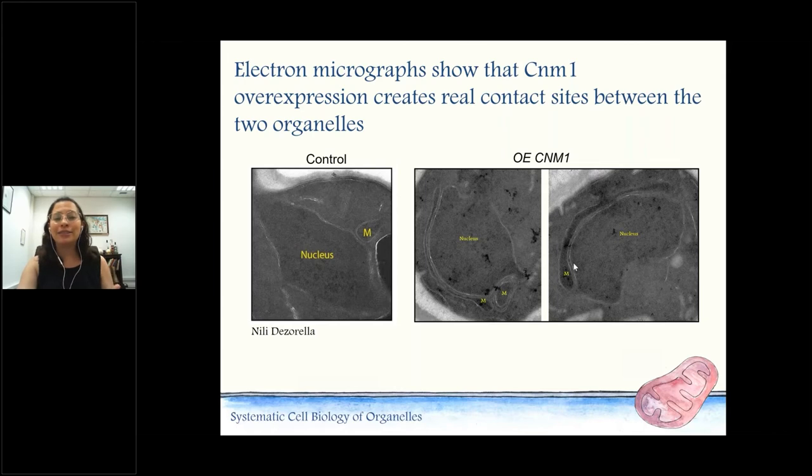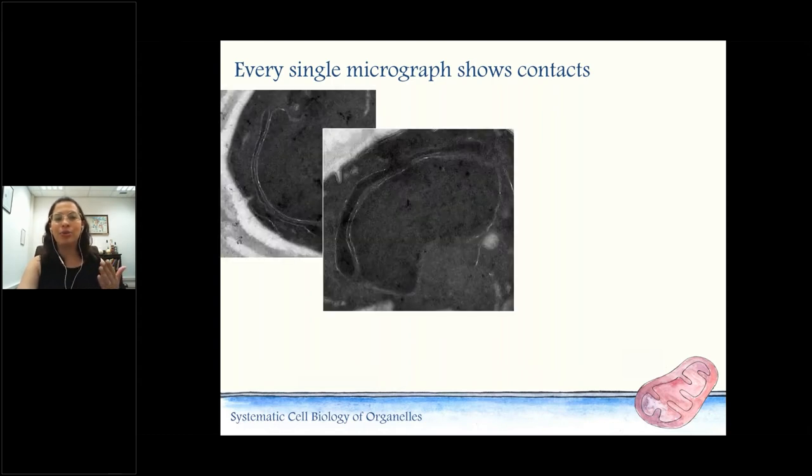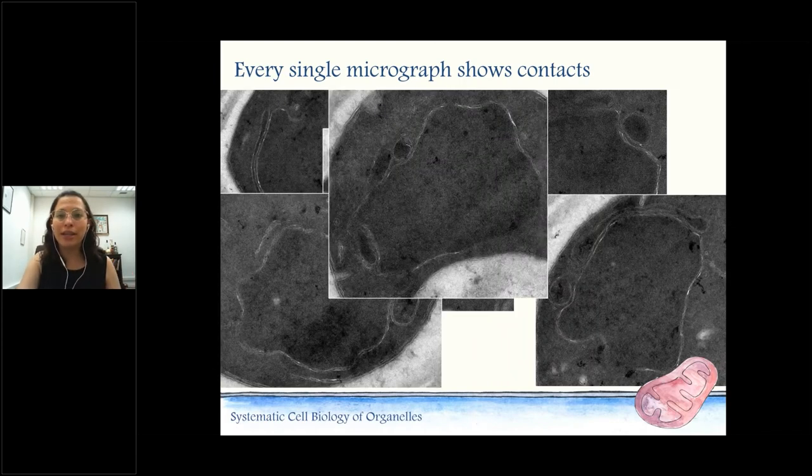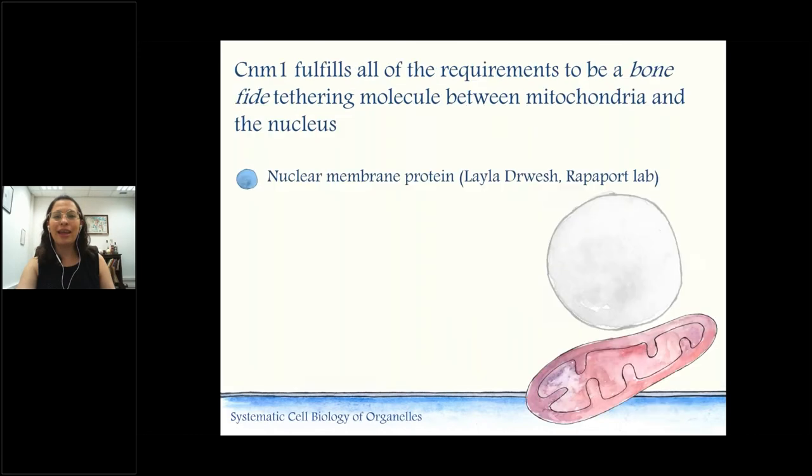And the amazing thing is that this happened in every single micrograph that we checked. So we checked tens of different cells. All of them showed these elongated contact sites that were very abundant in these cells. Okay, so due to the lack of time, I won't go through everything that we did, but we next wanted to check if CNM1 can act as a bona fide tether for the mitochondria-nucleus contact sites. And a few years ago, we published what we think are the standards for a protein to be called a tether, and we wanted to see if CNM1 can fulfill these requirements.